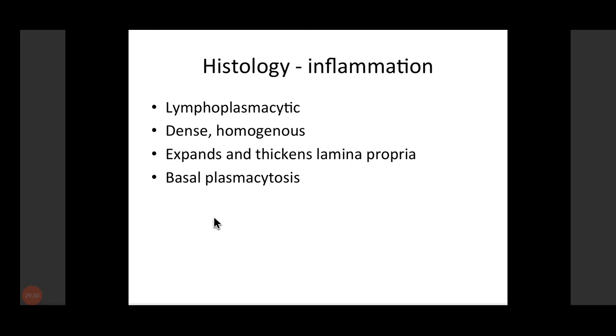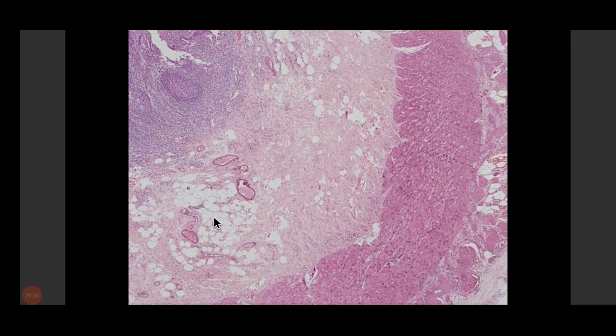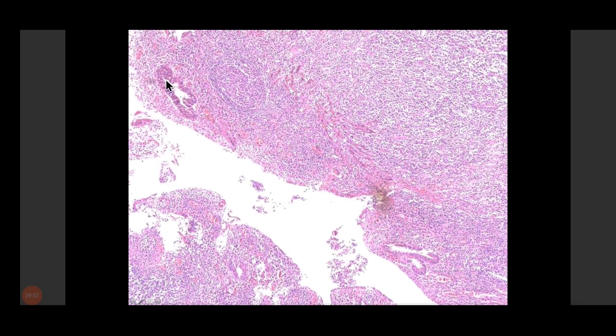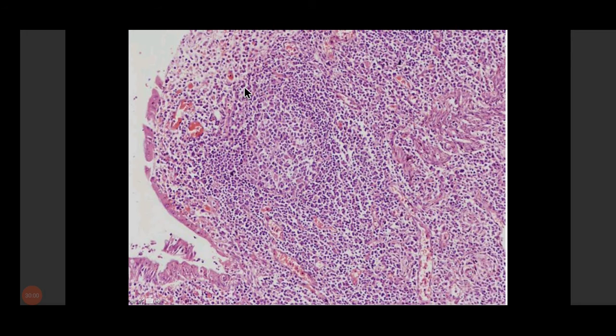Inflammation is lymphoplasmacytic, like I said. It can be dense, homogeneous. It expands and thickens the lamina propria. There is basal plasmacytosis, but as you can see, most of the inflammation is limited to the mucosa, and maybe the superficial part of the submucosa, but most of the submucosa and the muscularis propria are uninvolved in ulcerative colitis, unlike Crohn's disease. So here you can see the dense inflammation and lymphoid aggregate formation. Lymphoid aggregates almost with follicles with germinal centers are formed.